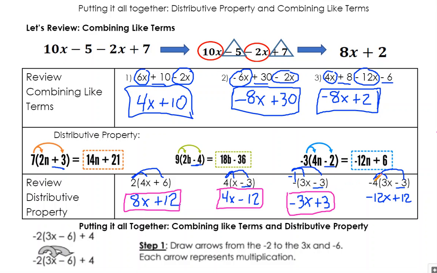My last one here, I got a negative 4 on the outside. Negative 4 times 3x would get me a negative 12x. Negative 4 times a negative 3. See how there's a minus sign in front of that? So a negative 4 times a negative 3. A negative times a negative is a positive. 4 times 3 is 12. So that is my final answer.